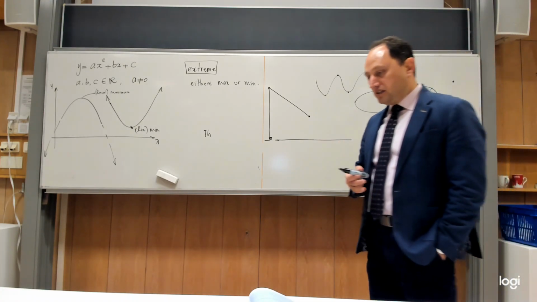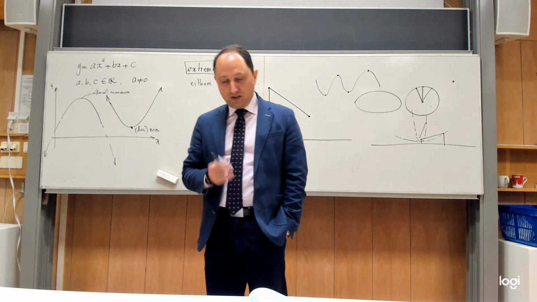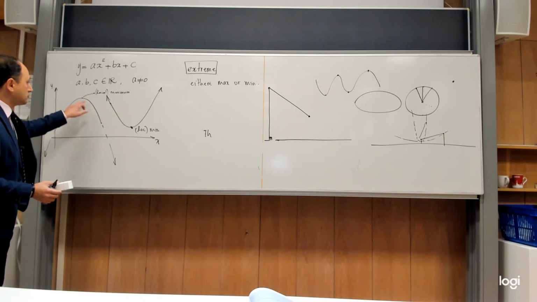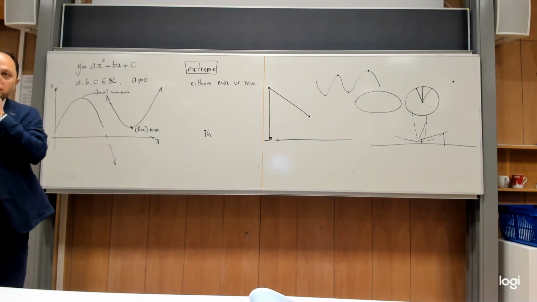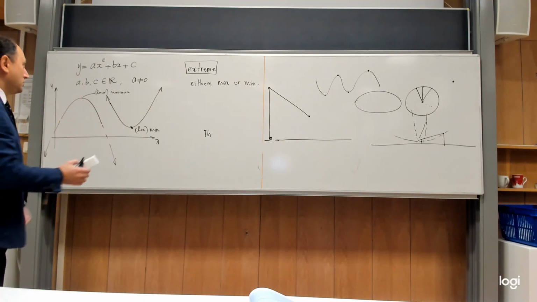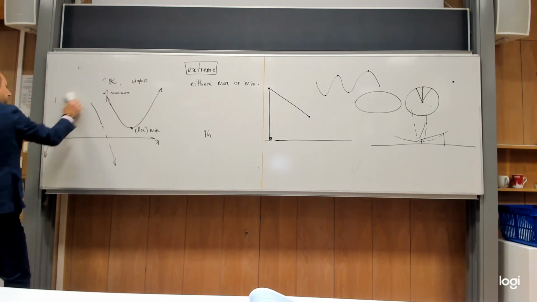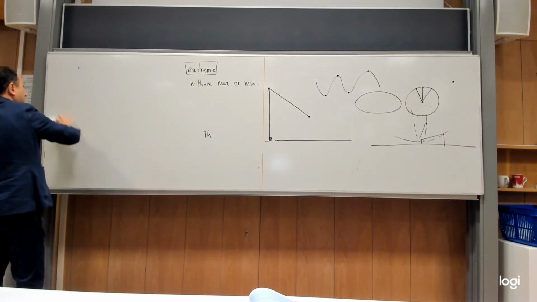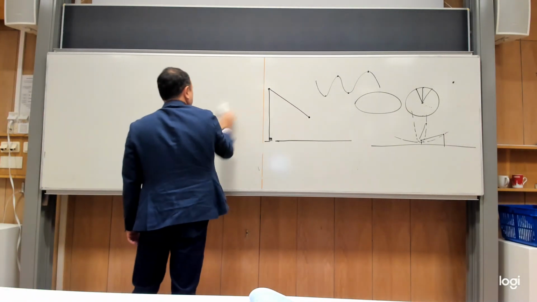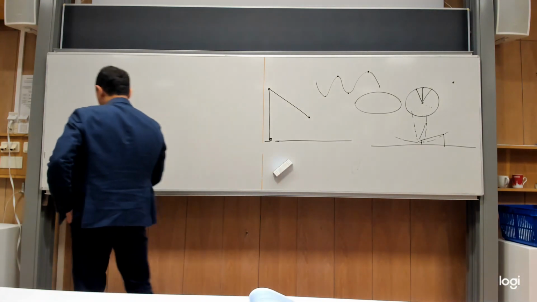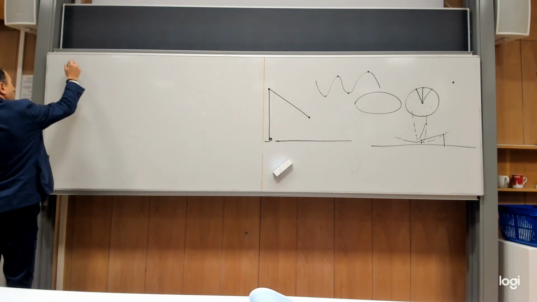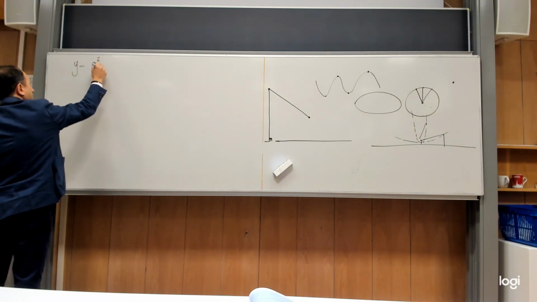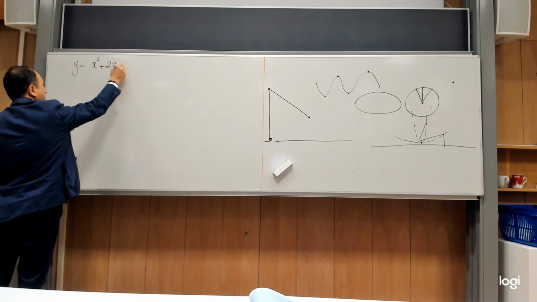Okay? But let me just remind you, because that's a repetition in the book and I want to follow the book, so let me just repeat how we can find these extreme points. Do you remember at all something or not at all? So let me start with an example. So, for example, let me start with this example: y equals x squared. This is probably the simplest possible example.